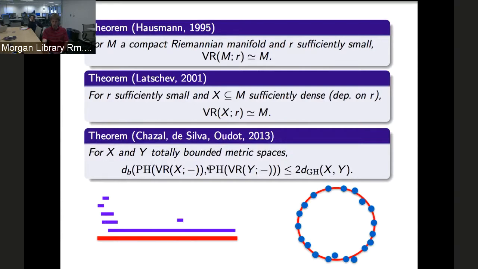The stability theorem says that if your input metric spaces are close in this sense, which is called the Gromov-Hausdorff distance, then the output persistent homology barcodes are also close. So X and Y are my metric spaces, and on the left I have some notion of distance between the persistent homology barcodes. And this is important in applications to data analysis because as I sample more and more points from this blue finite sample, I want my output to converge to the true output of the underlying shape, the underlying red circle.